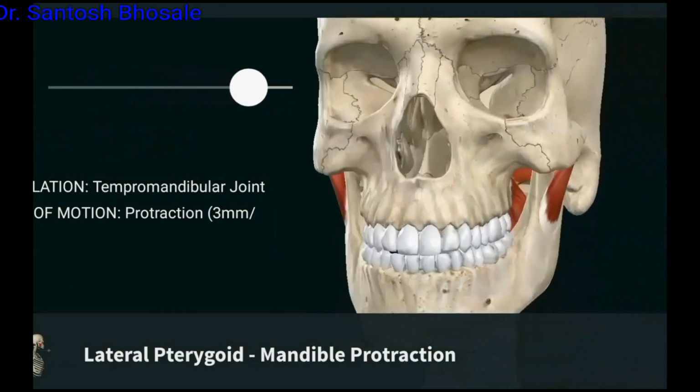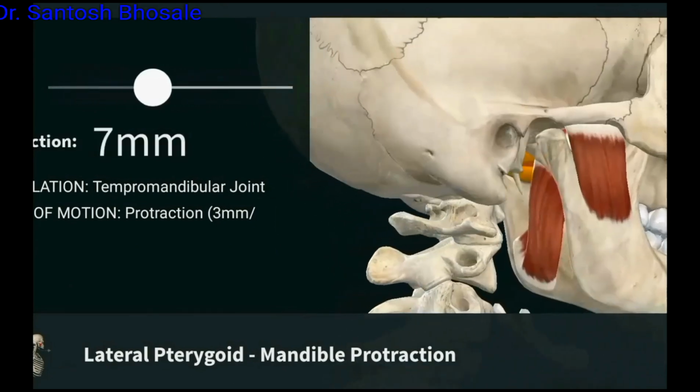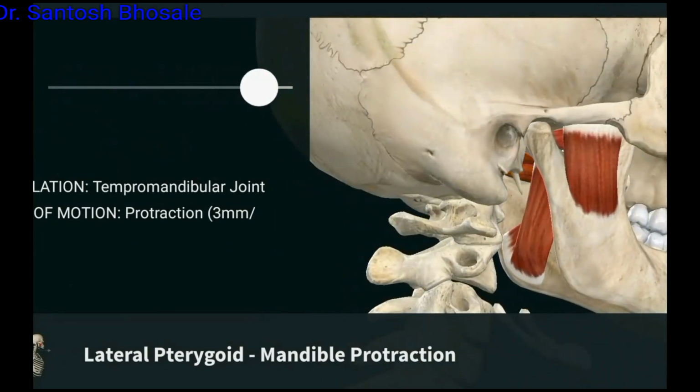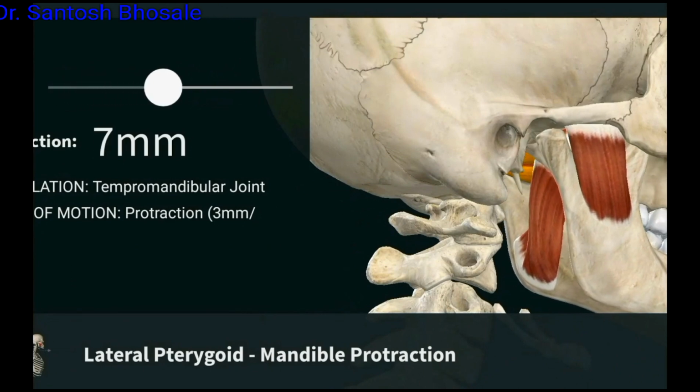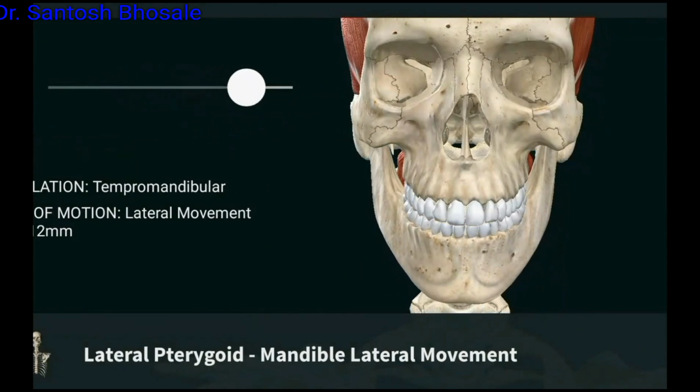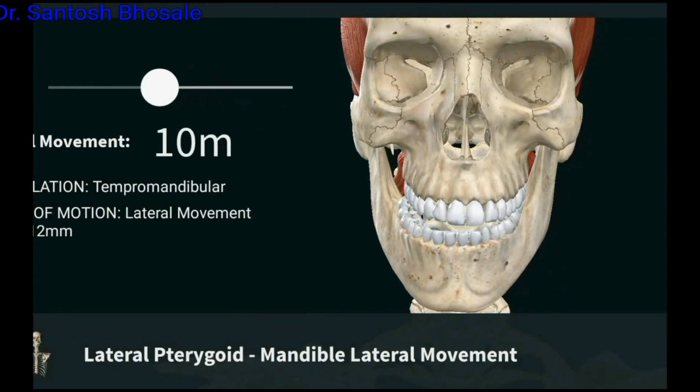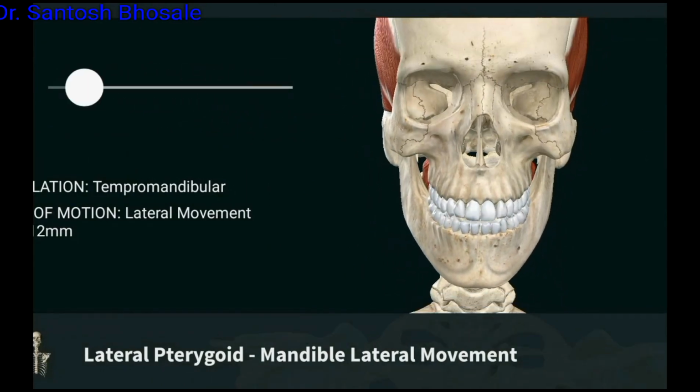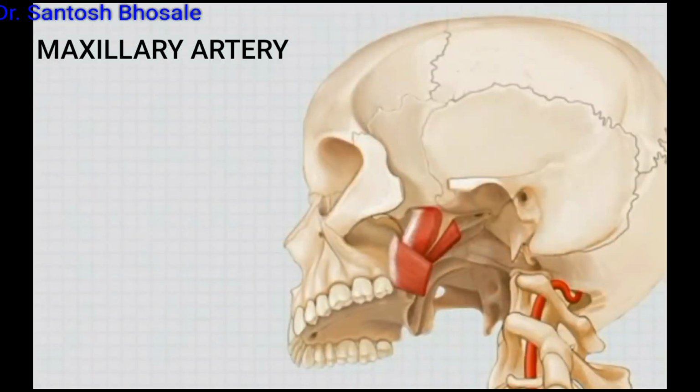Coming to the action, it is also the same as medial pterygoid, helping in protraction and side to side movements of the jawbone. Basically, these are all masticatory muscles derived from the first arch. That's why they are supplied by the mandibular nerve, which is the nerve of the first arch.